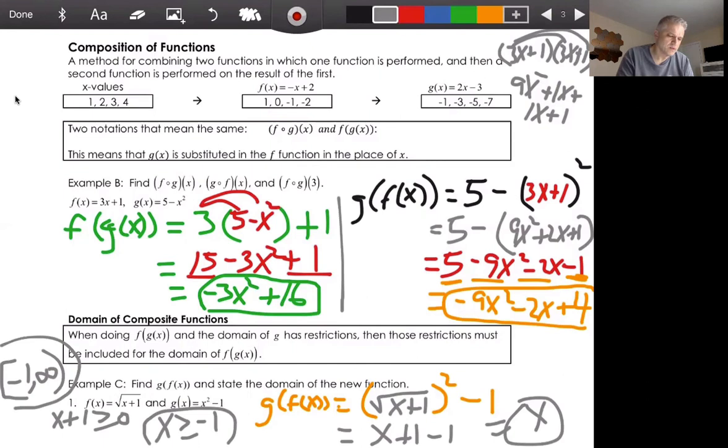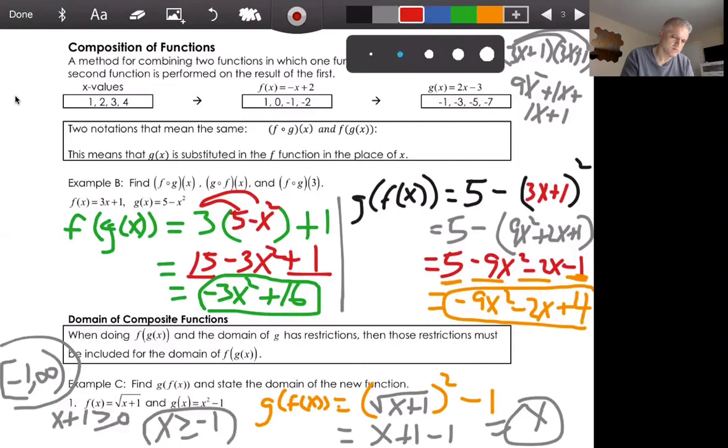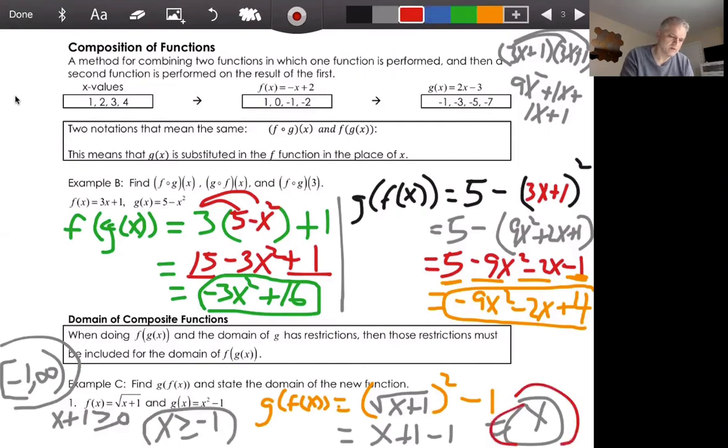So find g of f of x. It equals x. We got it. State the domain of the new function. The domain of the new function is greater than or equal to -1, or -1 to infinity. Reason: even though g of f simplifies down to something that doesn't have a square root in it, the original function inside, f of x, did have a square root. So we had to do our domain restriction regardless.